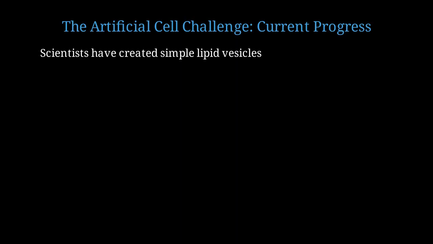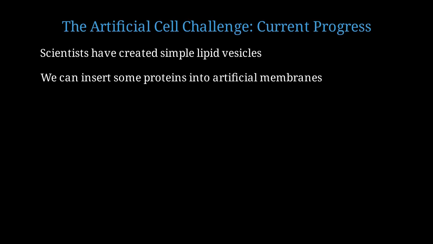Let's discuss the current state of synthetic cell research and what we've achieved so far. Scientists have successfully created simple lipid vesicles that form spontaneously. These are like soap bubbles, but made of the same lipids as cell membranes. We can insert individual proteins into these artificial membranes and get them to function. For example, we can create vesicles with working ion channels.